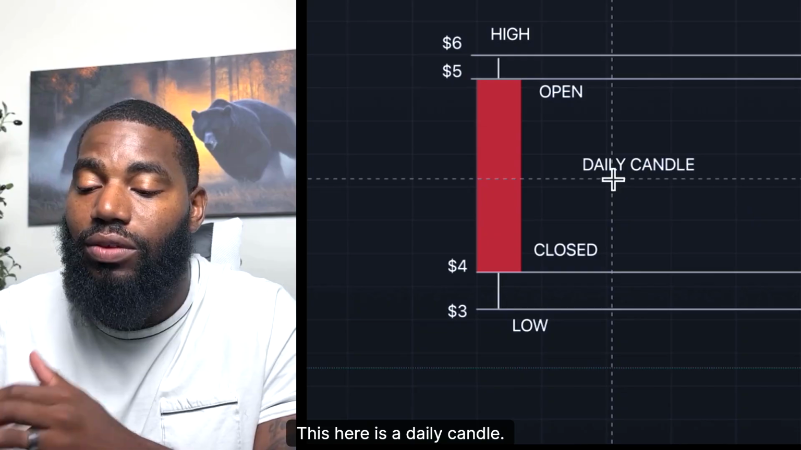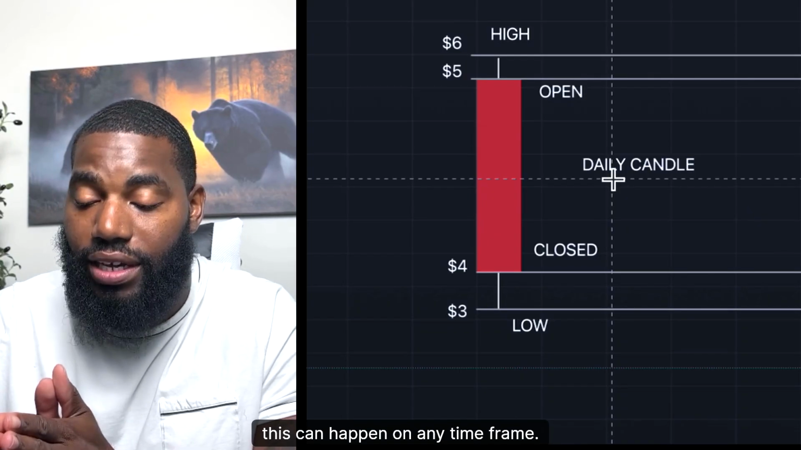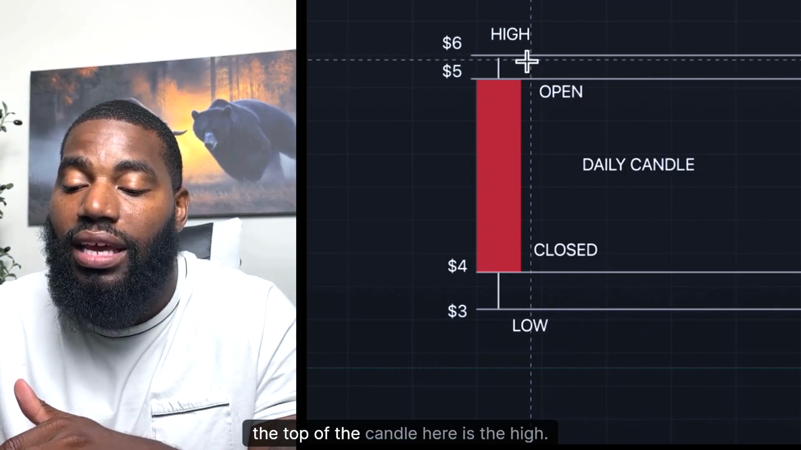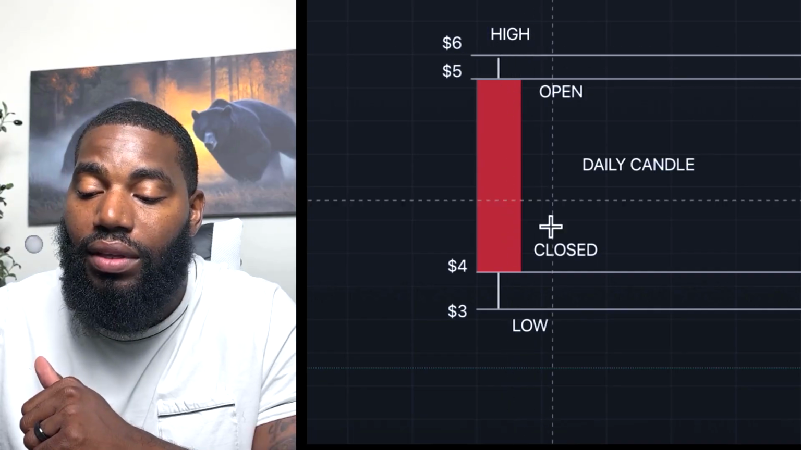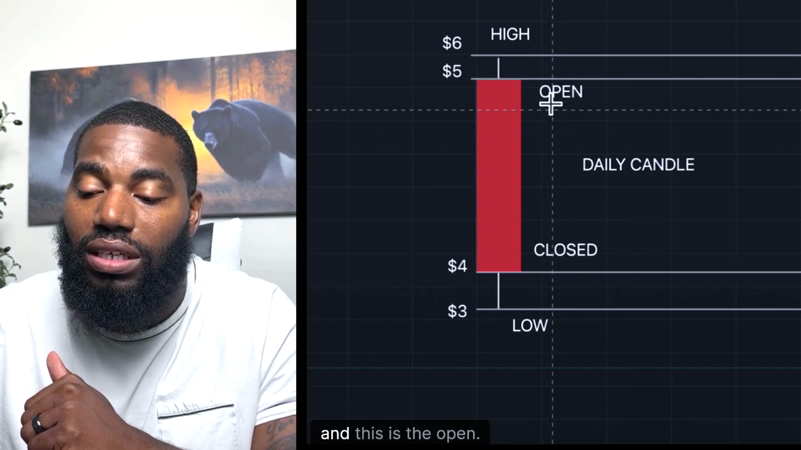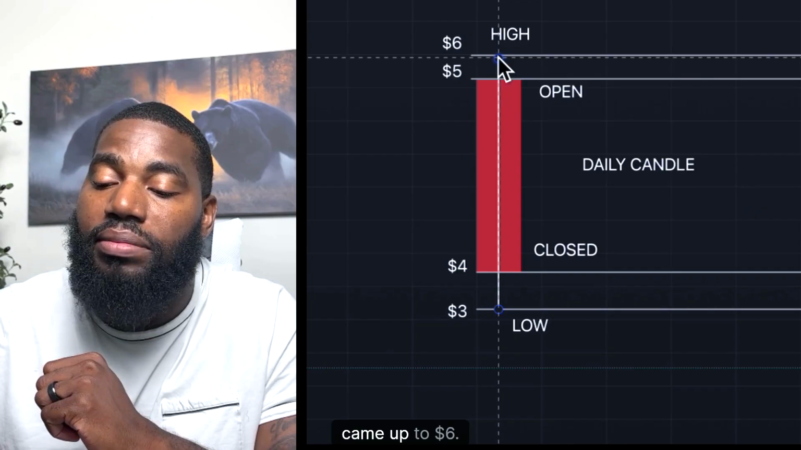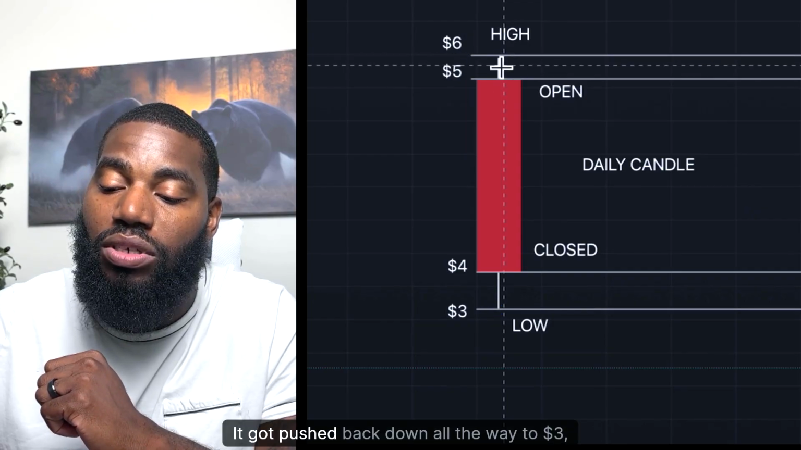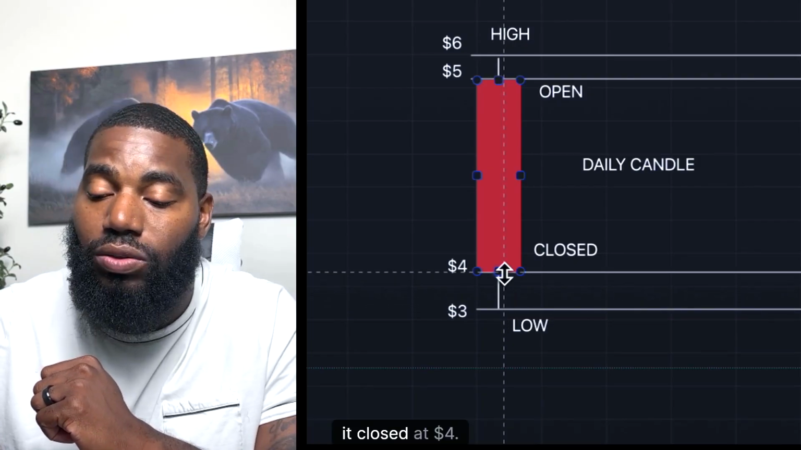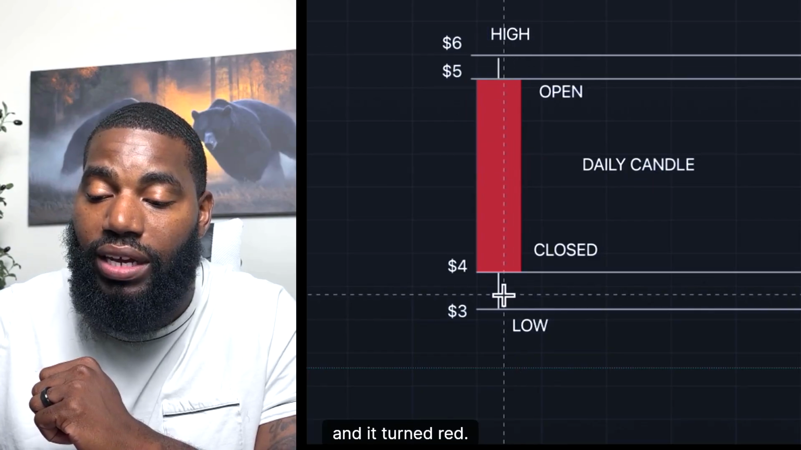We're going to call this a daily candle, but understand this can happen on any time frame. All right, so let's just go ahead. The top of the candle here is the high. This here is the low. This here is the close, and this here is the open. So what this is telling you: the price came up to $6. It got pushed back down all the way to $3. And by the end of the day, it closed at $4. So the sellers took control and it turned red.